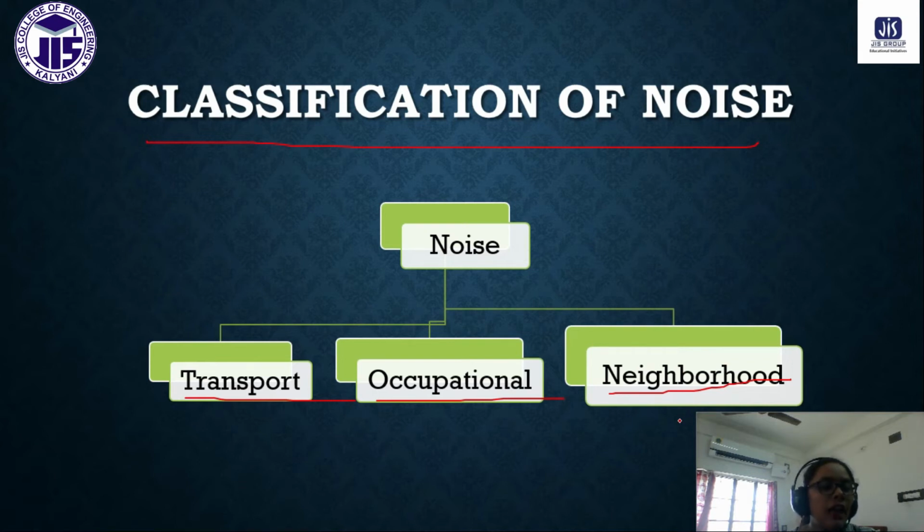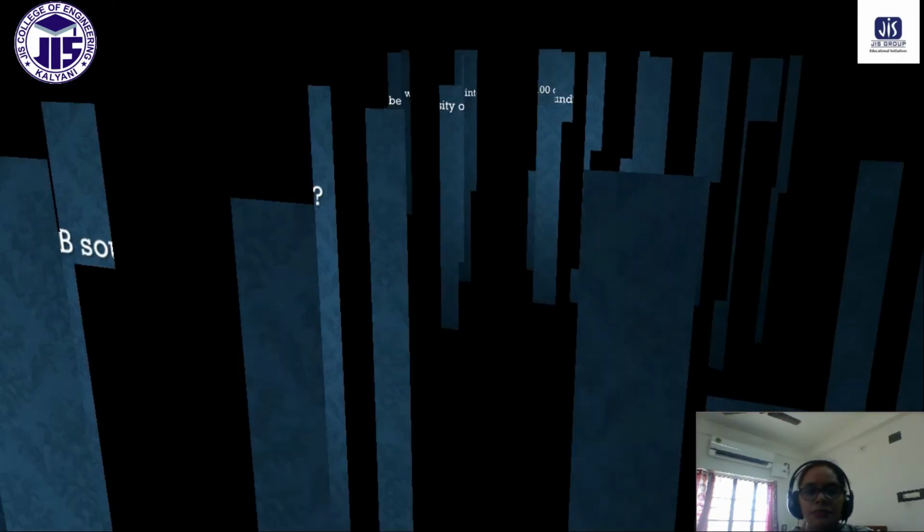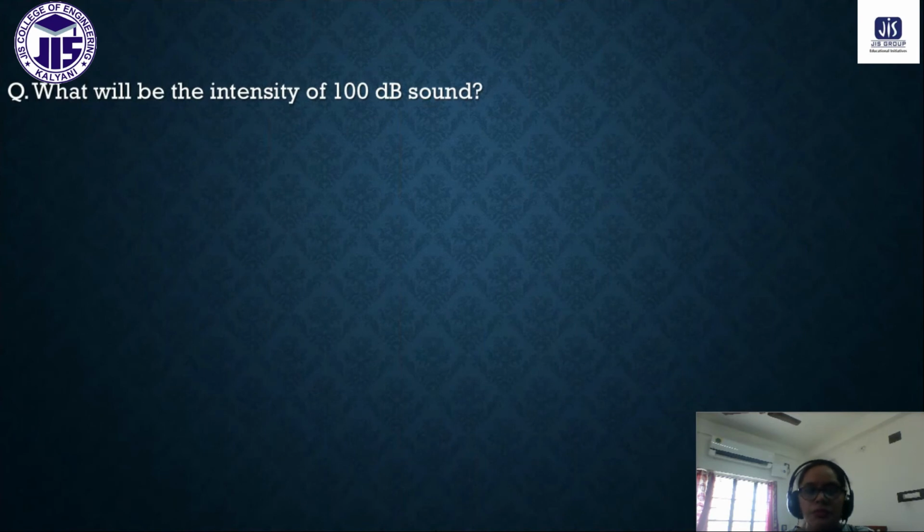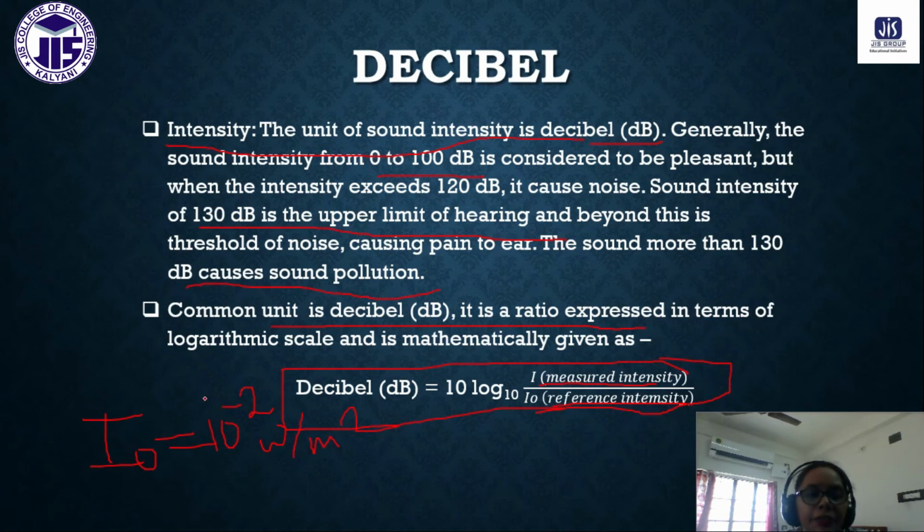Students, one more thing you should know first: here the reference intensity will be 10 to the power minus 12, not 2. I'm repeating: decibel is the unit of intensity, the ratio of the measured intensity of the exposed sound to the reference intensity. The reference intensity I0 is 10 to the power minus 12 watt per meter square. Mind it, the unit is watt per meter square.